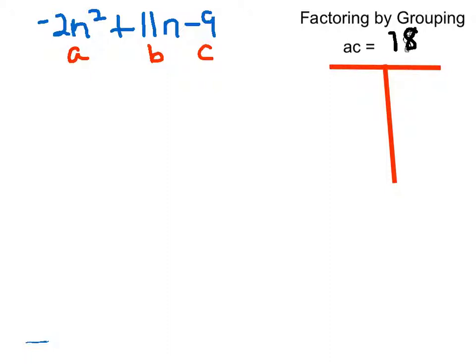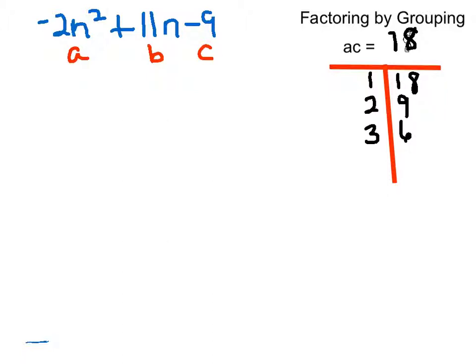There we go, 18. Okay, so now in my chart, I'm going to list all the factors that could get me 18. And I always start at 1. So 1, 18, 2, 9, 3, 6, 4 won't work, 5 won't work, and then we're back to 6 again. So you know you've gotten them all.